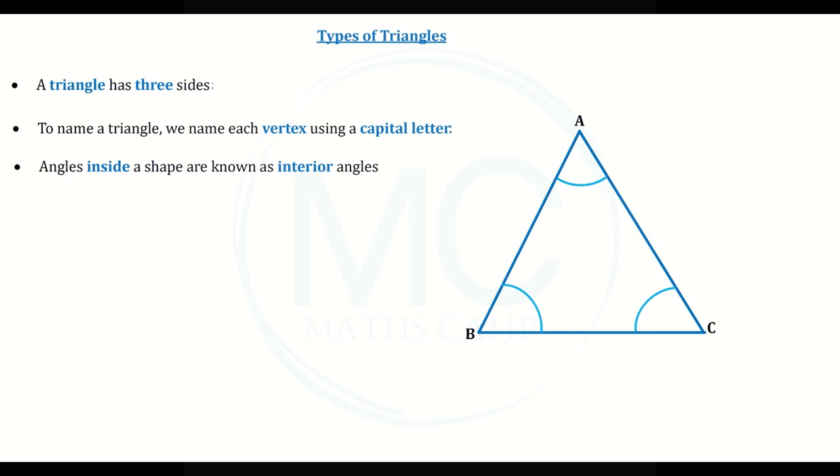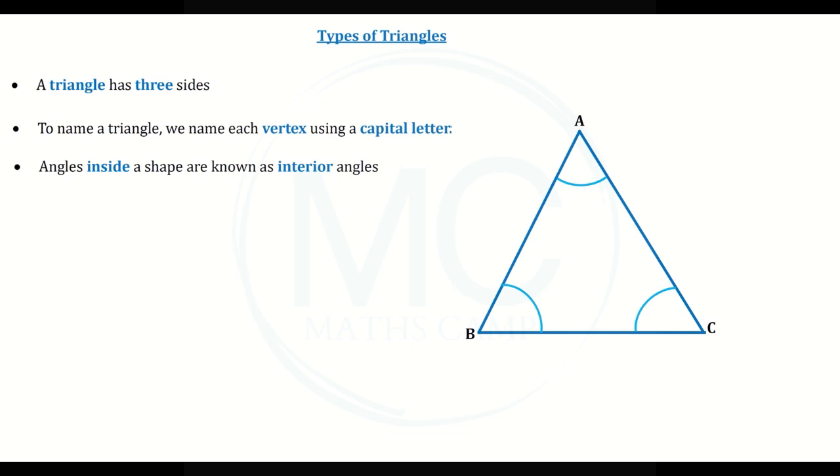Another way to name an angle is by the vertex it sits inside. So inside vertex A, we have angle A. Inside vertex B, we have angle B. And inside vertex C, we have angle C. We usually use these two ways when writing equations or making statements about the angles.